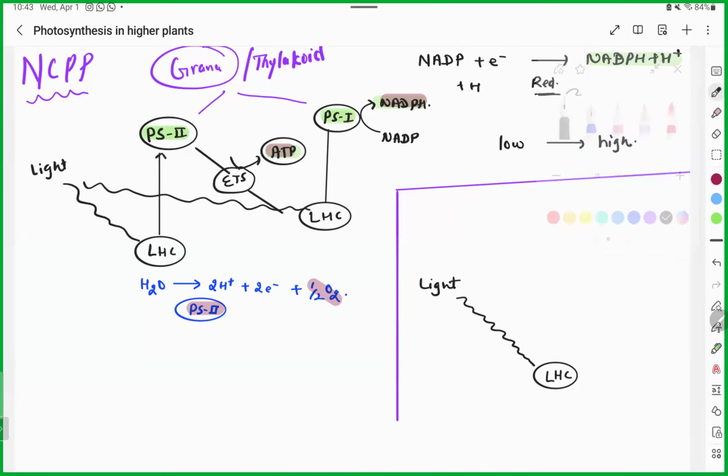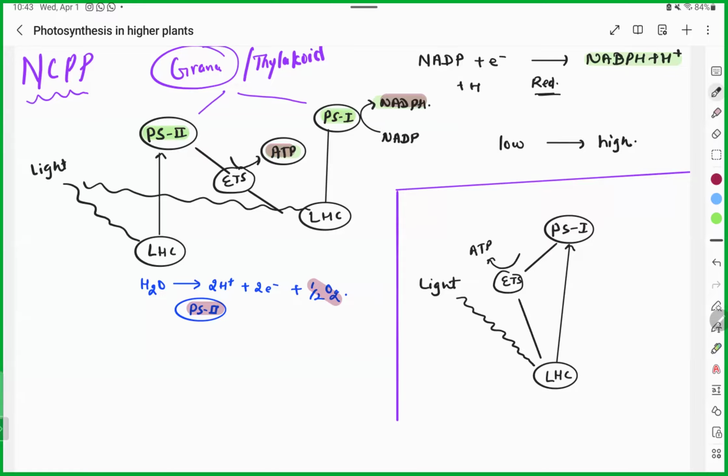Same way, when light falls on the light harvesting complex and there is only one child, so one child will obviously be photosystem one. Then the electron will get excited and be picked up by photosystem one. Photosystem one will get some energy because of the electron transport system. You produce ATP in this process, and ultimately the electron will come back to the light harvesting complex. This is known as cyclic photophosphorylation.